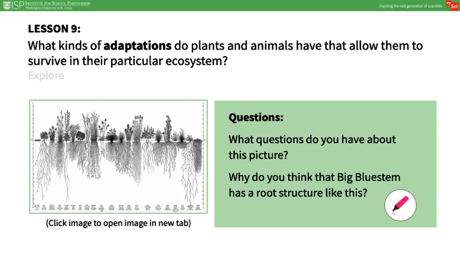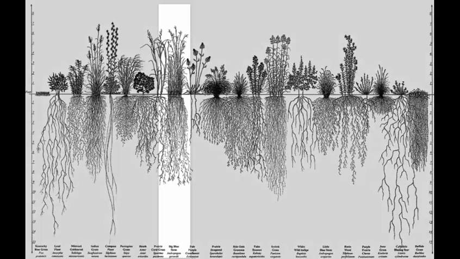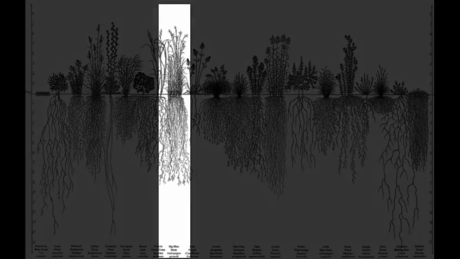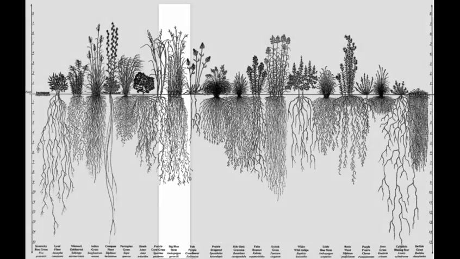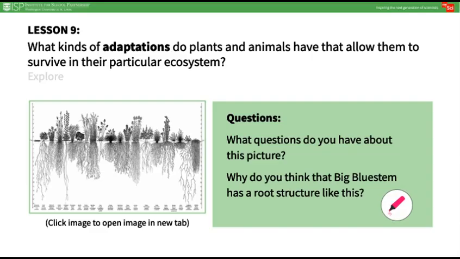In the Explore portion of the lesson, show students this picture of big blue stem roots and ask them to describe what the roots are like. Ask them what questions they have about the picture. And if no one asks about why the roots are so long, branched, and thin, pose that question to students. Record any student ideas they have about these root structures, and then explain to students that using a model of prairie roots can help them determine why big blue stem grass has long, branched, thin roots.